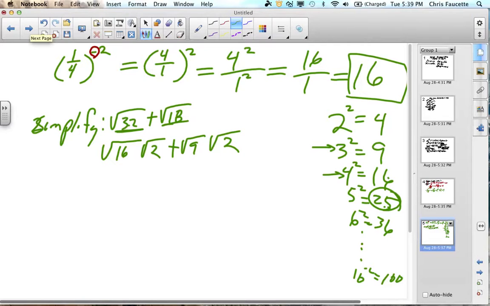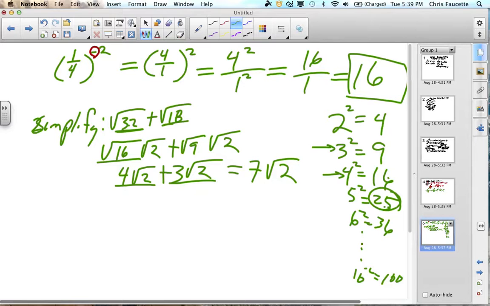This is going to be nice. We're going to take only the positive square roots of these things now. We got 4 square root of 2 plus 3 square roots of 2. So I've got 4 square roots of 2, and I'm adding 3 square roots of 2 to it. So I end up with 7 square roots of 2.